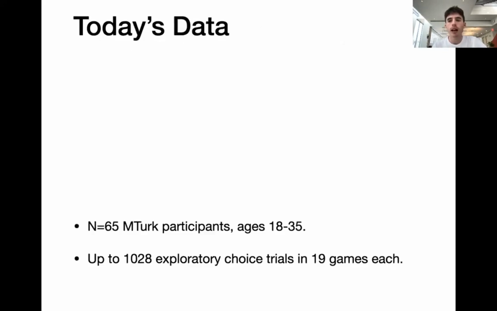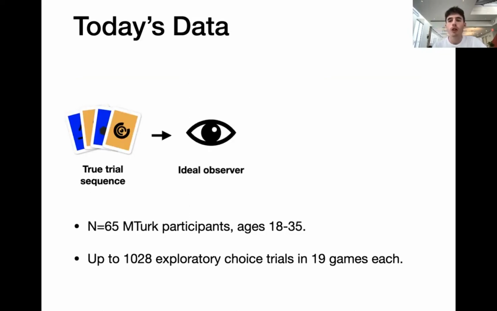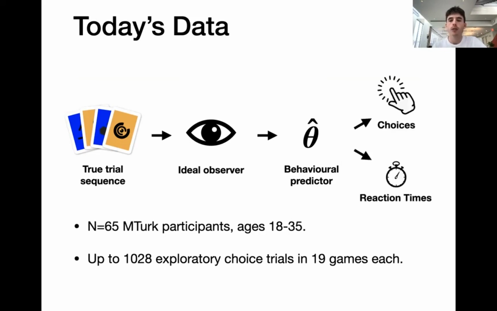So today we're going to look at the performance of 65 MTurk participants, each completing more than 1,000 trials of this task. And we actually took the true trial sequence that each participant observed, and we showed that to an ideal Bayesian observer who formed beliefs about the proportion of colors in each deck on each table. From those beliefs, we derived our 3 behavioral predictors: information gain, uncertainty, and exposure. And we saw how those may explain choices and reaction times.